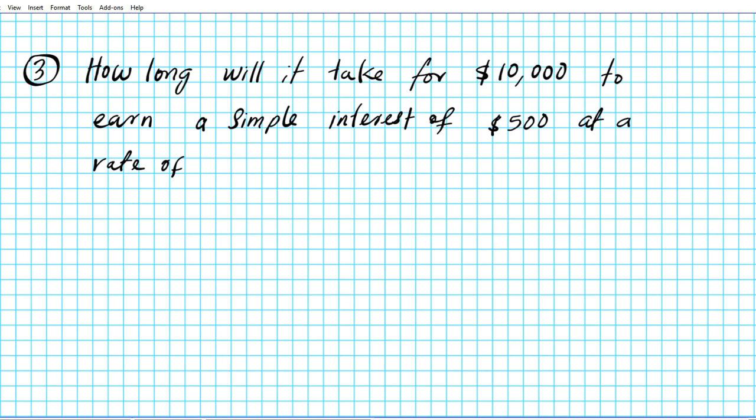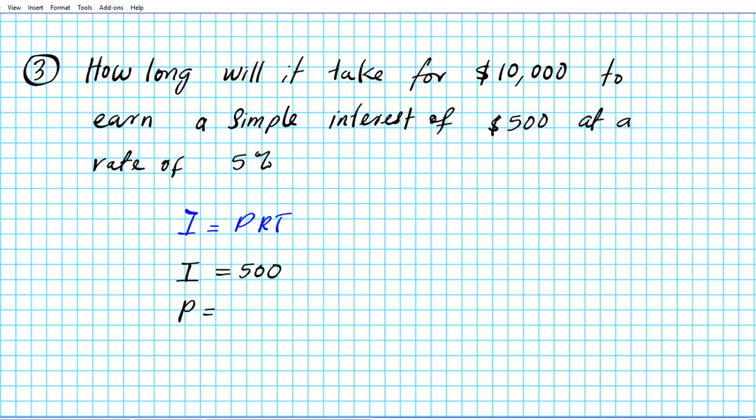Alright, so let's take a look at how to solve this problem. We'll start by writing down our formula for computing simple interest. Simple interest is equal to principal times rate times time. Let's write down what we know. We know that the simple interest I is 500.